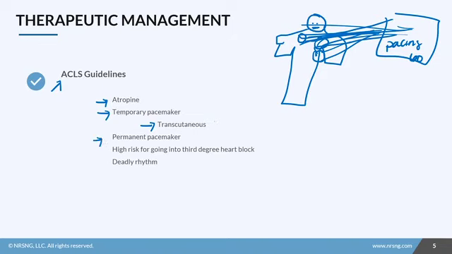Another treatment option would be a permanent pacemaker. And again, this tries to keep things in line to prevent third degree heart block. They are at such high risk of going into third degree heart block that when we see this rhythm, we have got to do something about it, because third degree heart block is a deadly rhythm. And this is like one step away from there. So we got to try to catch it early to prevent complications.